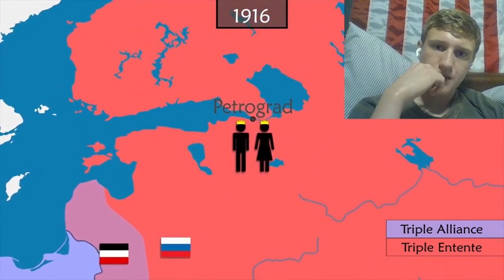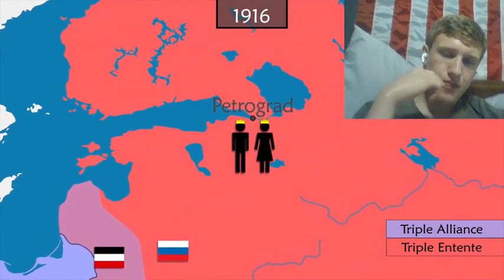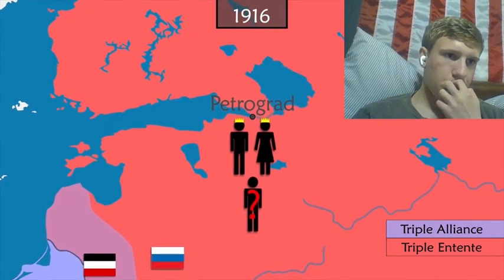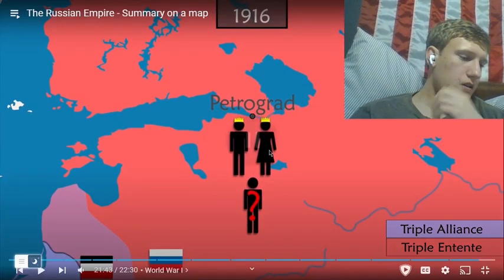The emperor and his wife become increasingly unpopular, especially as they're under the influence of the mysterious Rasputin, who's considered a charlatan.